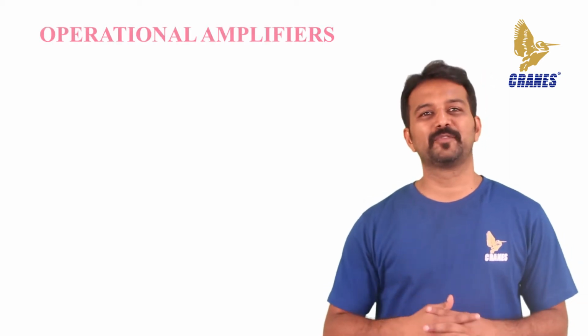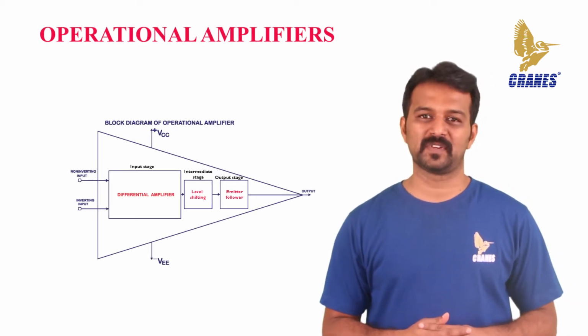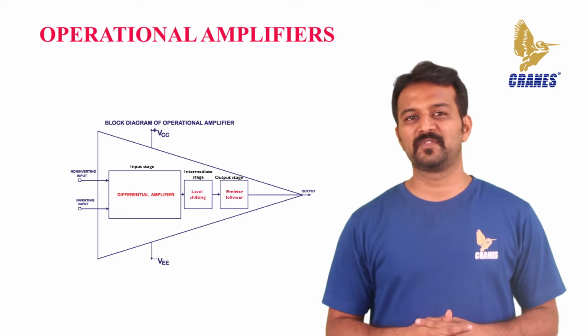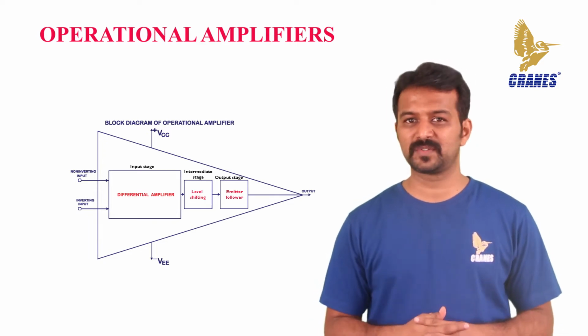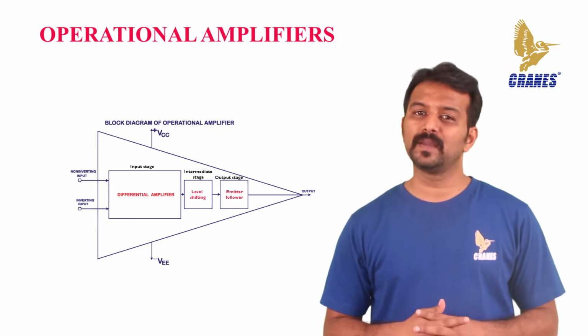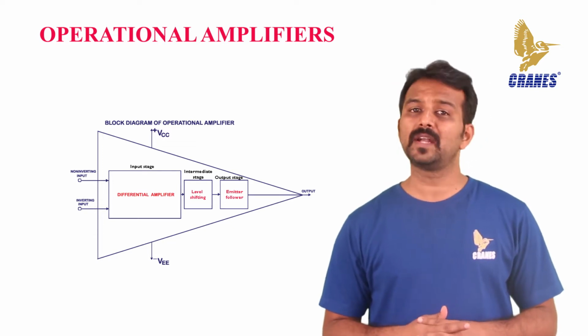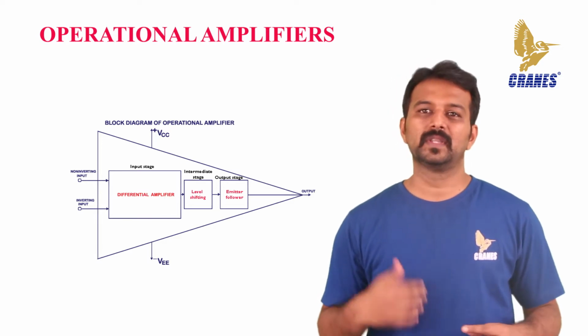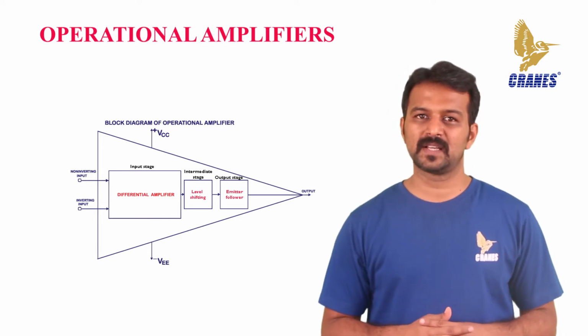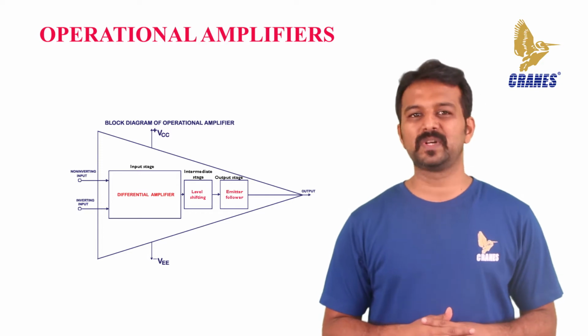The next topic we would discuss is operational amplifiers. Operational amplifiers, commonly known as op-amps, are very high gain amplifier circuits which have two high impedance input terminals and one low impedance output. The input terminals are identified as inverting input and non-inverting input.